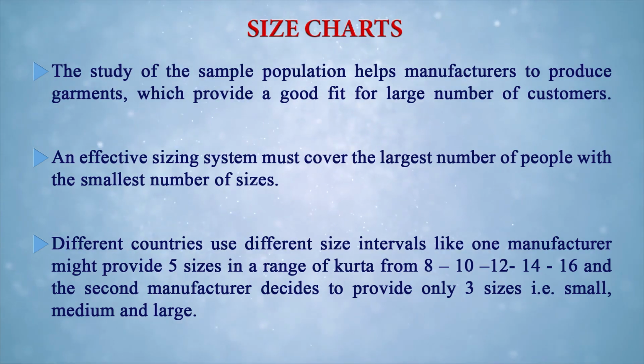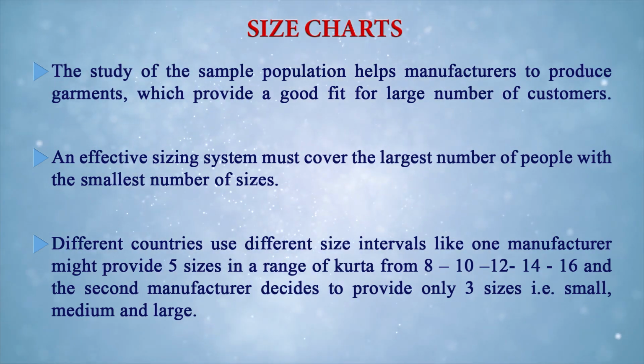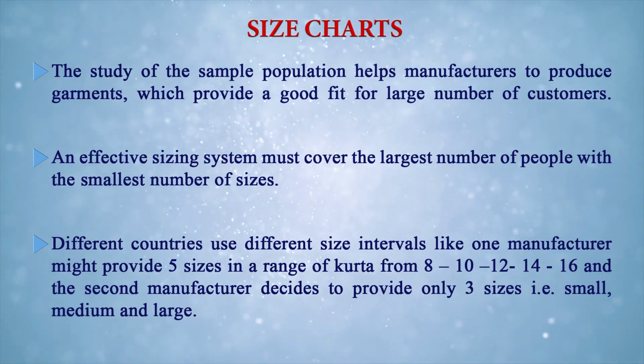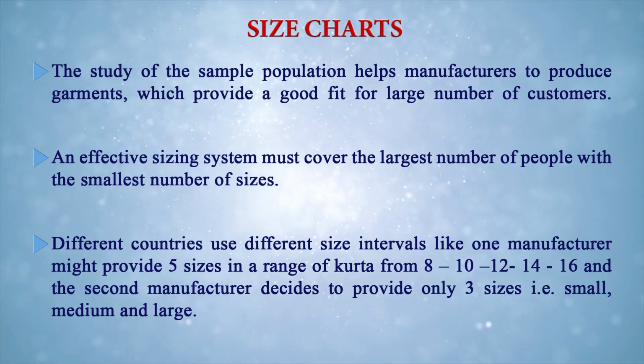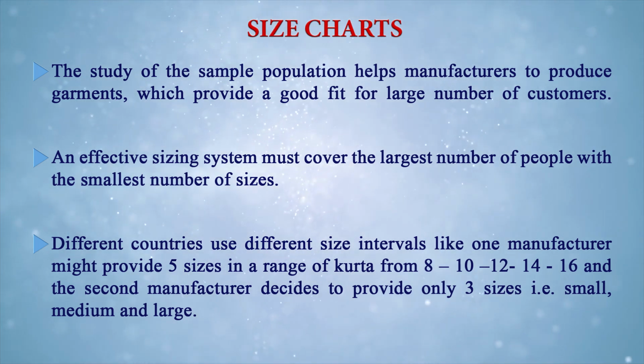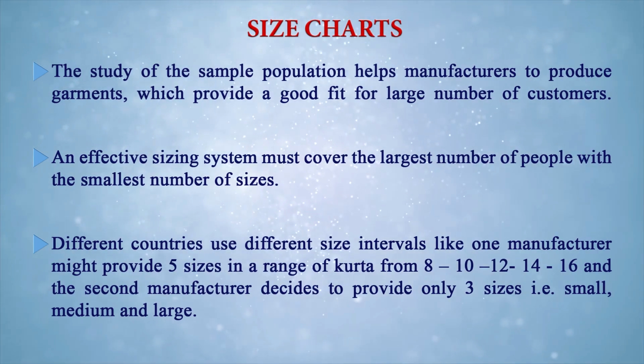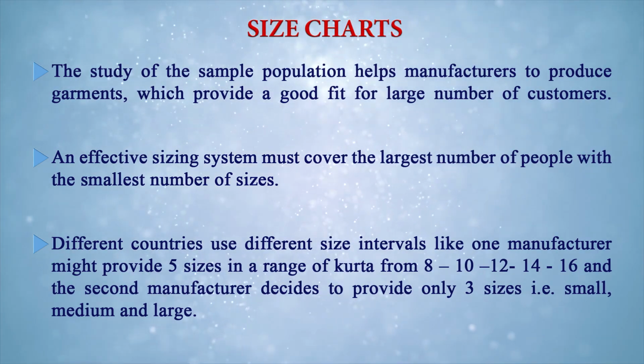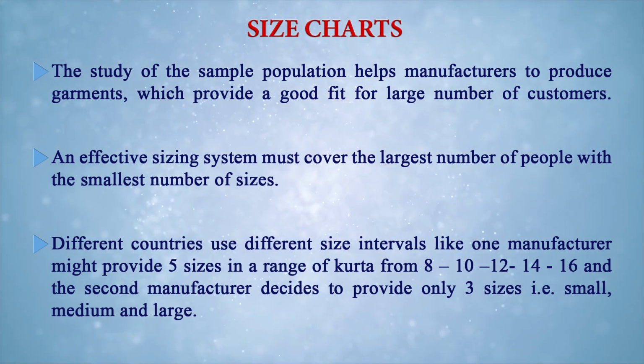One manufacturer might provide 5 sizes in range for a particular kurta, with numbers like 8, 10, 12, 14, 16 and so on. Another manufacturer can decide to provide only 3 sizes, like small, medium and large. So the numbering system or sizing pattern of a particular manufacturer can be different, and it varies from country to country. So this was the process of how the size chart is developed.